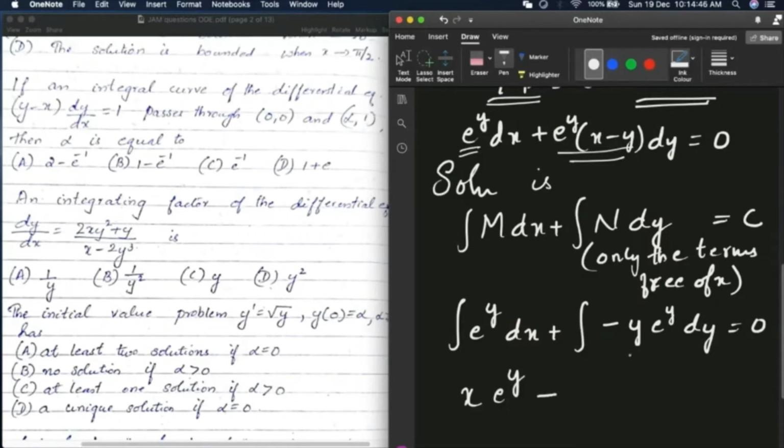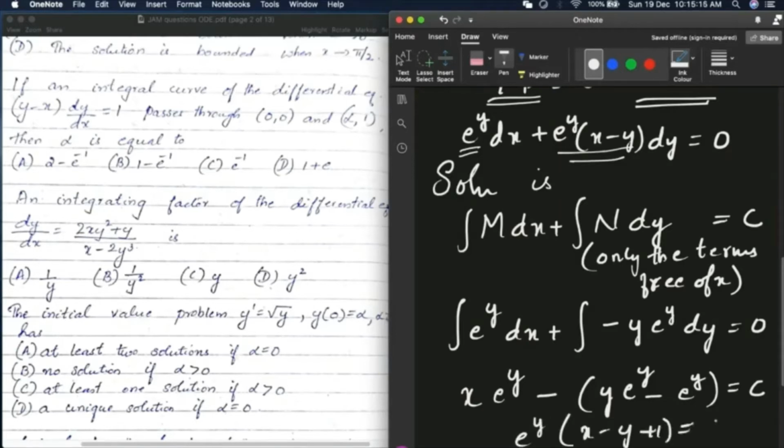You have to do integration by parts. First function into integral of second, minus derivative of first into integral of second. So you get the solution as e raised to y into (x minus y plus 1) is equal to c.